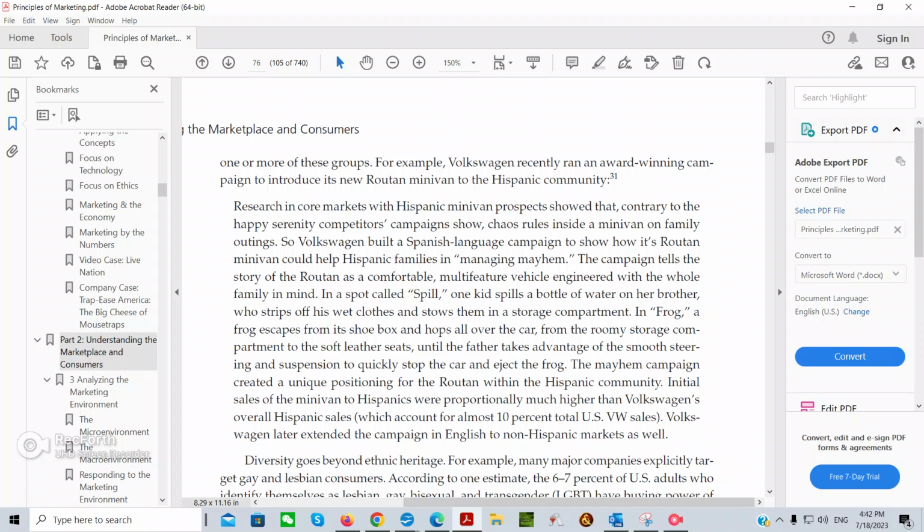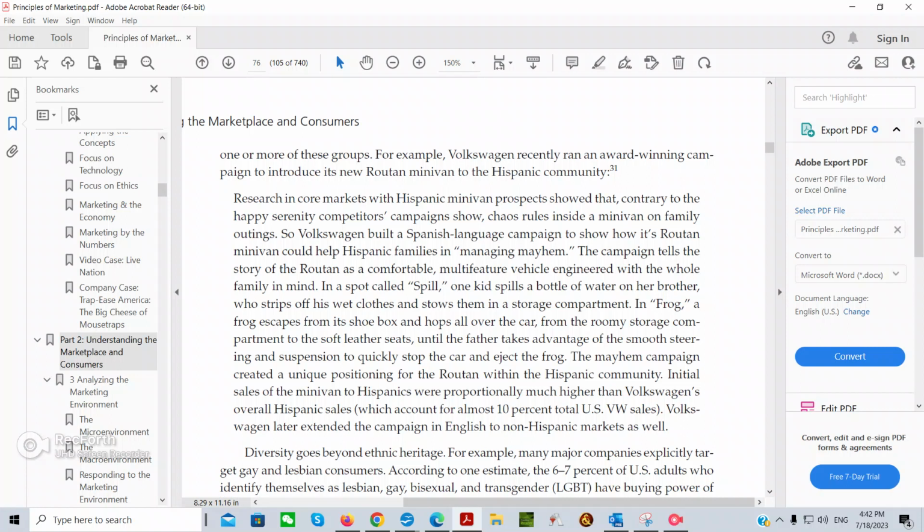The campaign tells the story of the Routan as a comfortable minivan engineered with the whole family in mind. In a spot called Spill, one kid spills a bottle of water on her brother, who strips off his wet clothes and stows them in a storage compartment. In Frog, a frog escapes from a shoebox and hops all over the car, from the roomy storage compartments to the soft leather seats, until the father takes advantage of the smooth steering and suspension to quickly stop the car and eject the frog. The Mayhem campaign creates a unique positioning for the Routan within the Hispanic community.